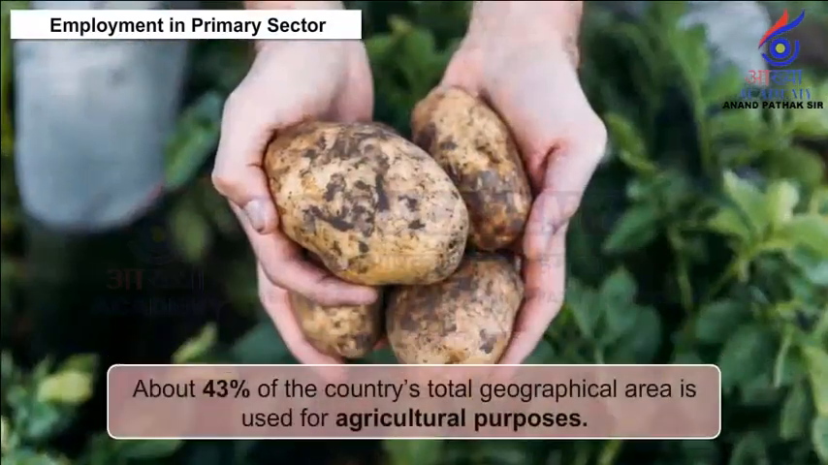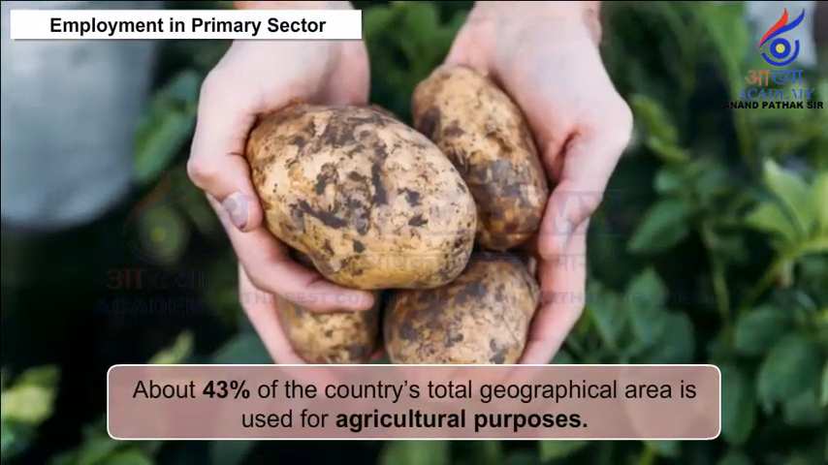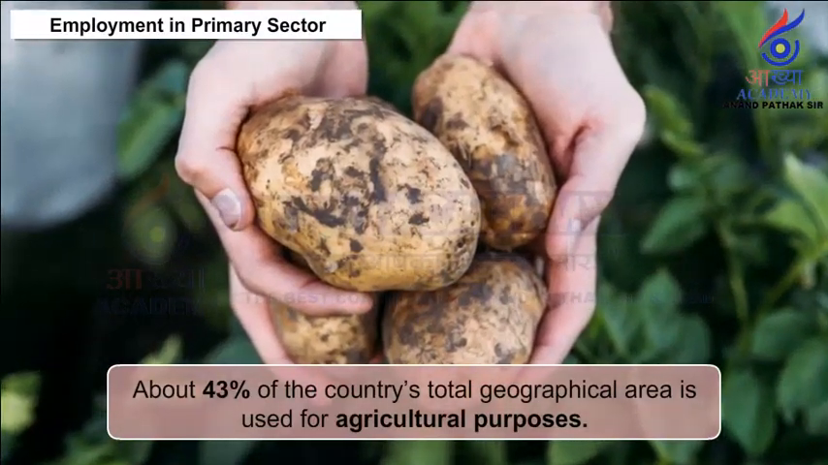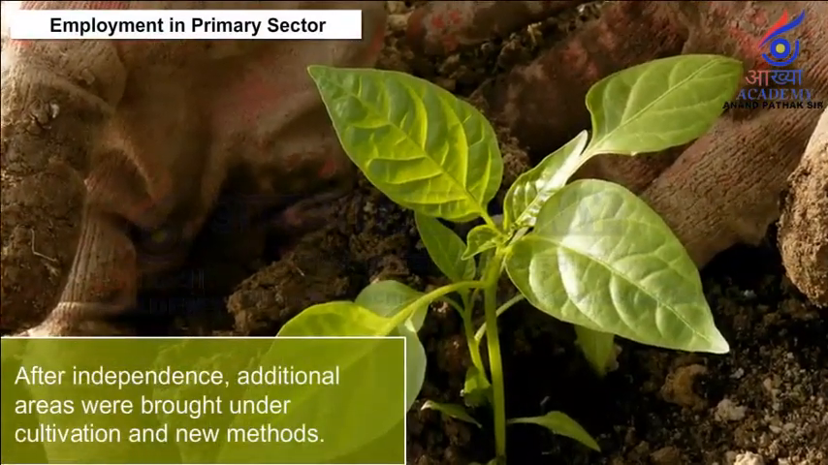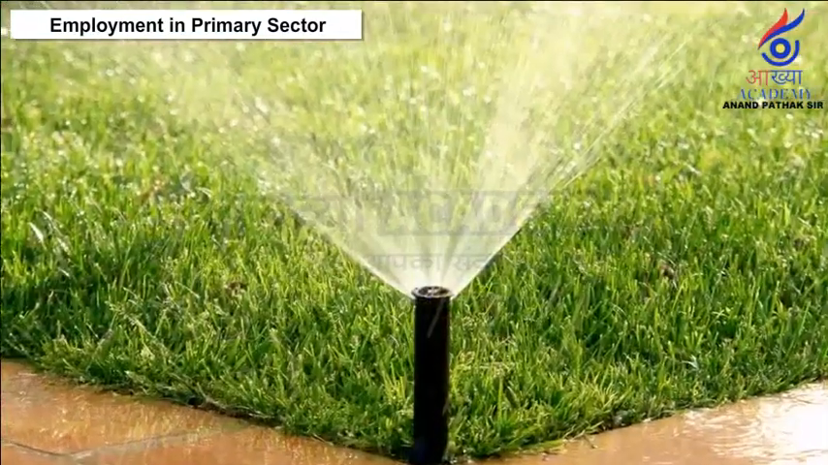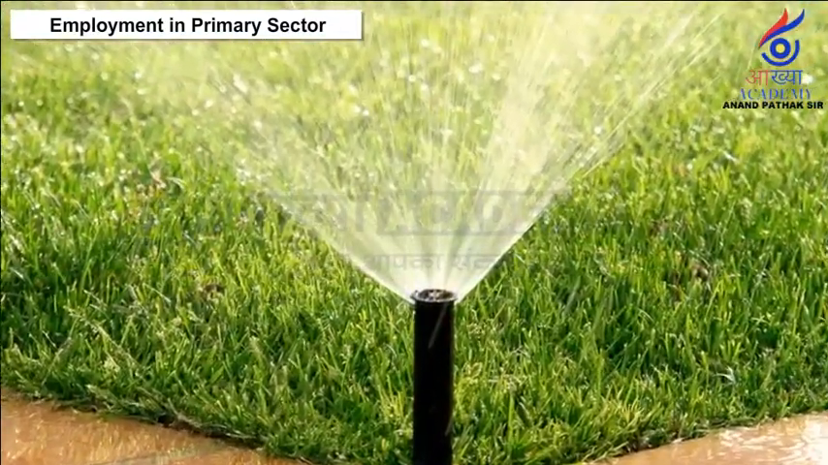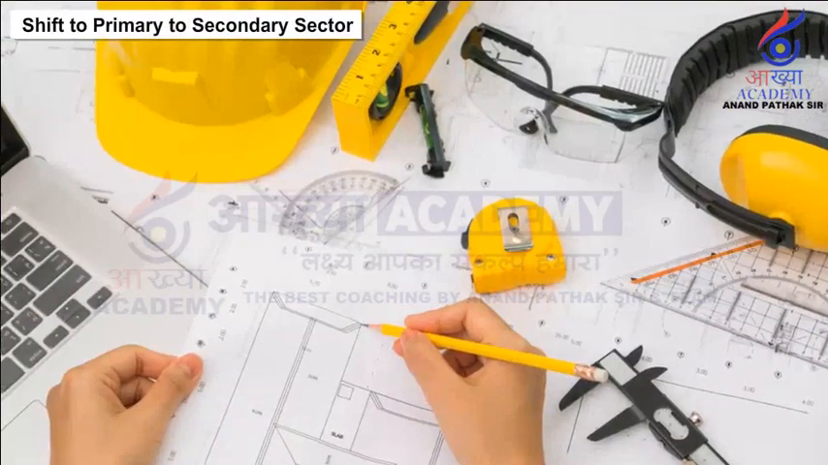About 43% of the country's total geographical area is used for agricultural purposes. After independence, additional areas were brought under cultivation and new methods, practices and techniques of irrigation and farming were introduced by the government.